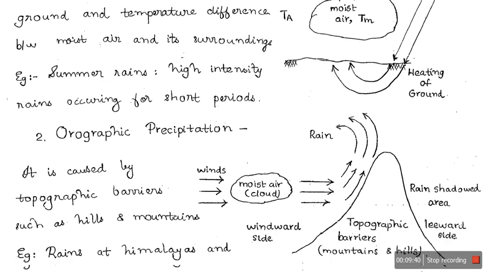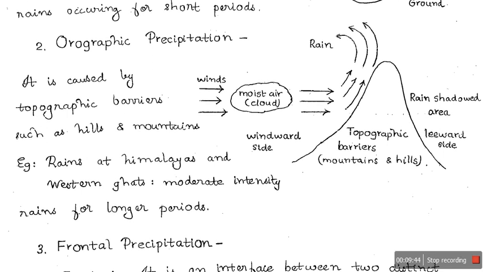So the next one is orographic precipitation, which we can see in mountainous regions. Consider a topographical barrier like hills and mountains. The wind hits the mountain barrier and is forced upward, and while going up condensation happens and the rain will happen in this area only. The other area will not have any rain, so we call it the leeward side or rain shadow area. This side is called the windward side. In India we can observe this type of rain in the Himalayas and the Western Ghats.